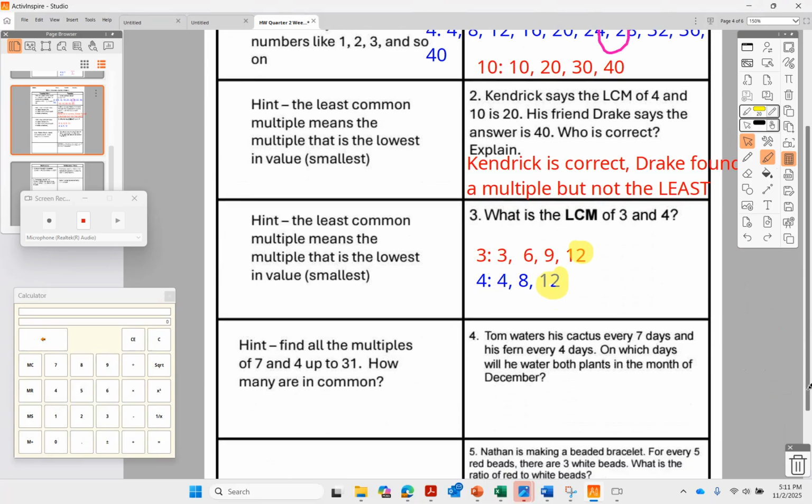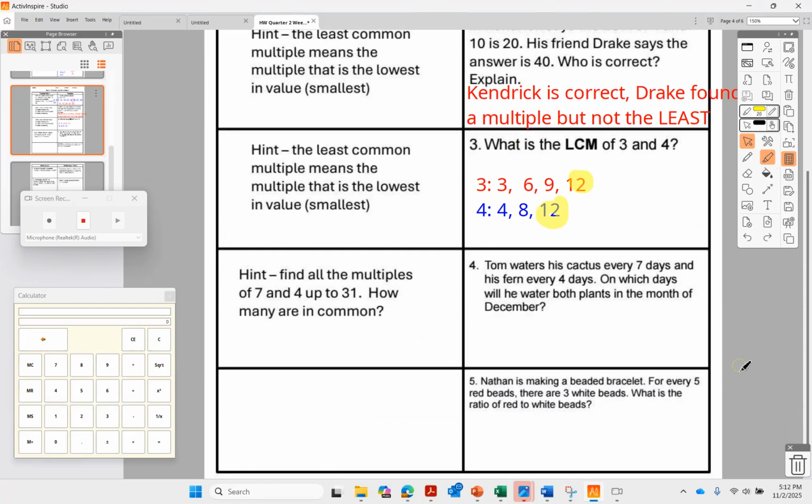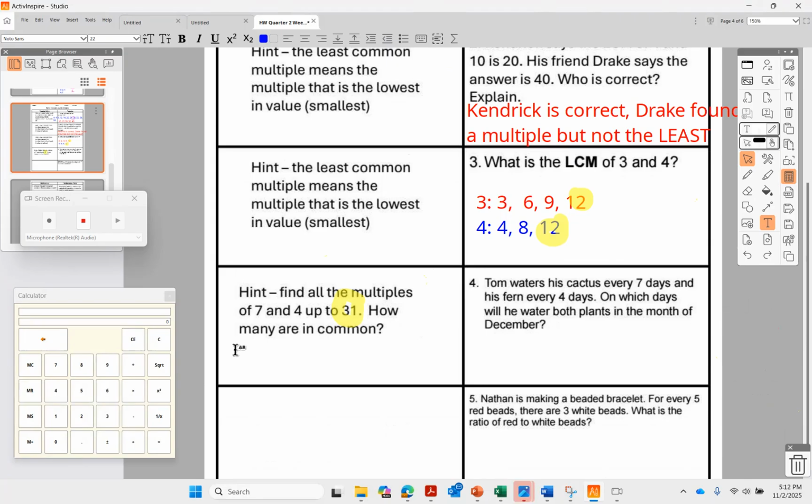Tom waters his cactus every 7 days and his fern every 4 days. On which days will he water both plants in the month of December? So we're going to find all the multiples up to 31 because there are 31 days in December. So let's go over here. Let's start with 7 because that's what they start with.